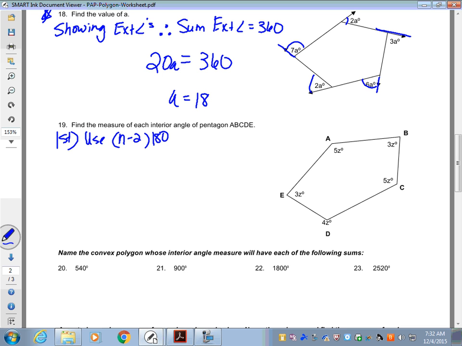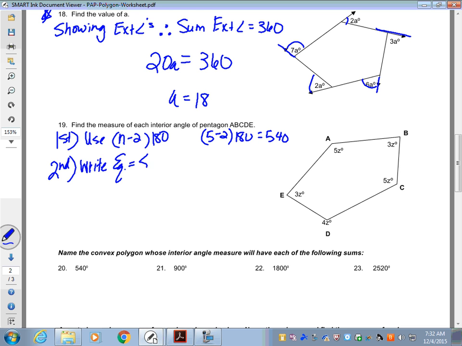So if I look at here, I have 5 sides, and pentagon is very common to be used. So we're going to do 5 minus 2 times 180. That means that sum is going to be 540. So that tells me my equation, because the second thing you're going to do is to write your equation.